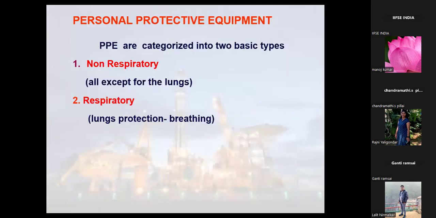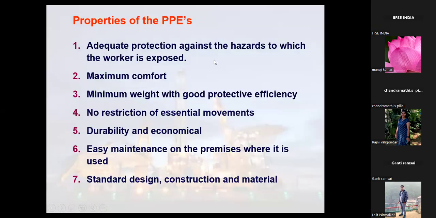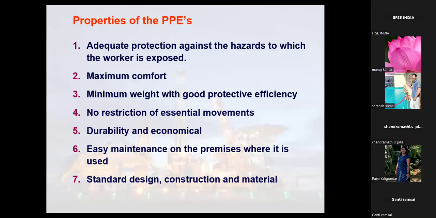Now PPEs can be divided into two categories: non-respiratory and respiratory. The non-respiratory, as it says, is non-breathing, protecting everything except the lungs, whereas the respiratory is lung protection or breathing protection. So here, what are the properties of PPEs? Before an HSE person orders or decides, he should consider the quality or which PPEs to choose. Now, let us look into what are the properties of the PPEs.